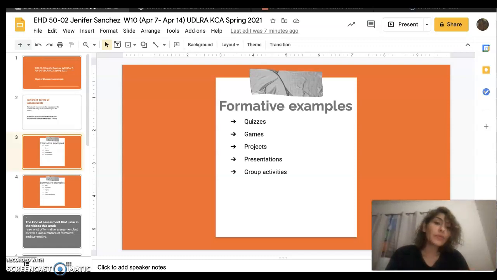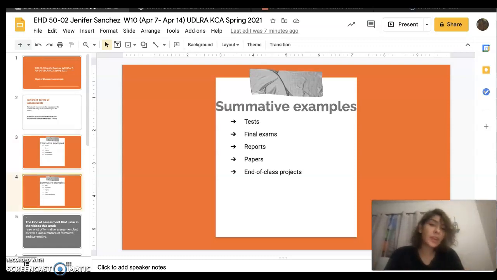Formative examples would be quizzes, games, projects, presentations, and group activities. This is more like a daily basis kind of thing, like a daily quiz or daily group activities and so on.